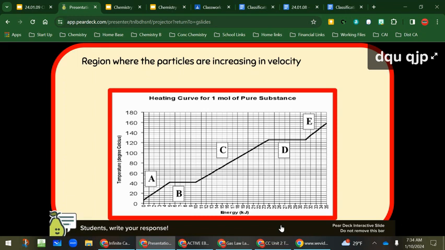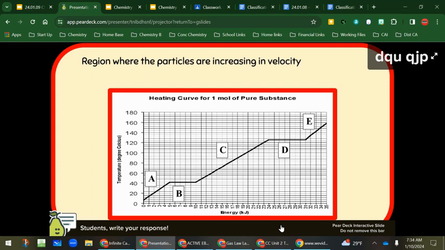Brinley, which area? A, C, and E. Okay, A, C, and E. How do we know they're increasing in velocity in those areas, Cynthia? What's going up? The line. Correct. The line is going up. Because the line is going up, what else is going up, Rocio? The velocity. Okay, we said that though. And thank you. Temperature is going up.